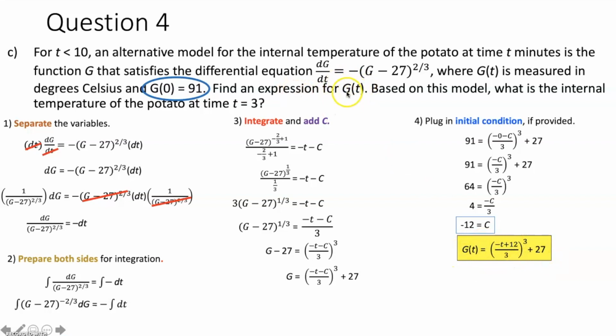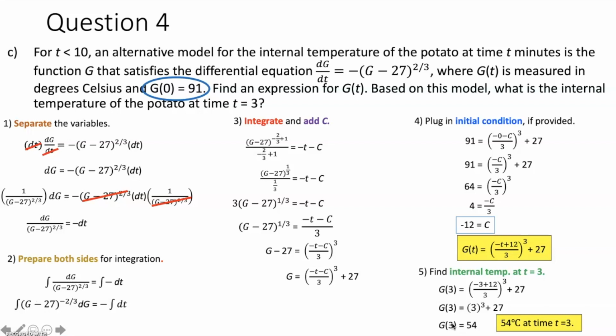So I can use that in order to find the internal temperature of the potato at time t equals 3. So we're going to take 3, plug that in for t in this function here, simplify, and we end up getting g of 3 is equal to 54. Meaning after 3 minutes, the internal temperature of the potato is 54 degrees Celsius.